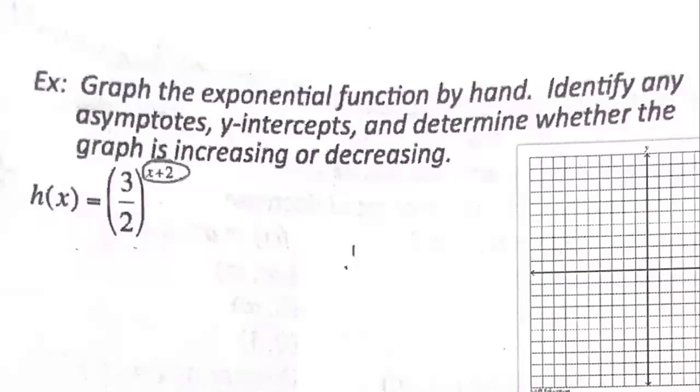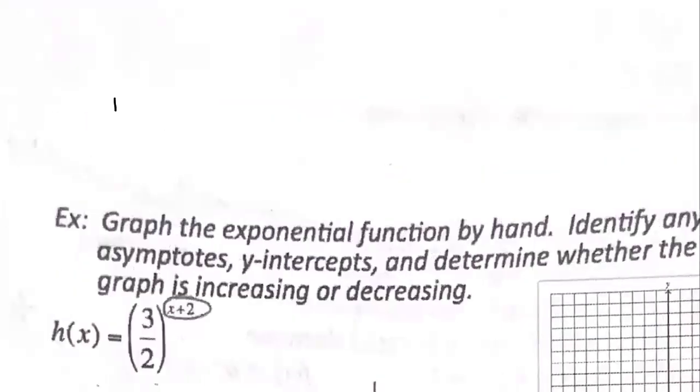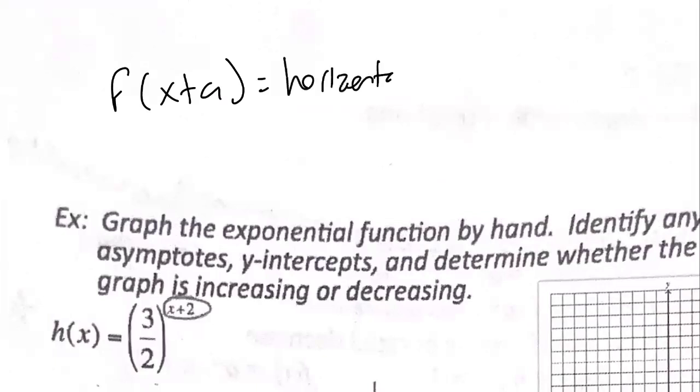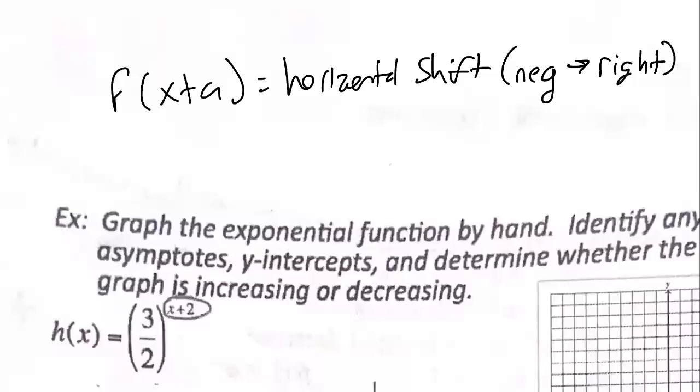The first thing you have to know is that if you have f of x plus a, this is a horizontal shift, and just know that when it's positive inside, you shift to the left, and when it's negative, you shift to the right. When it's on the outside, f of x plus k, it's a vertical shift.